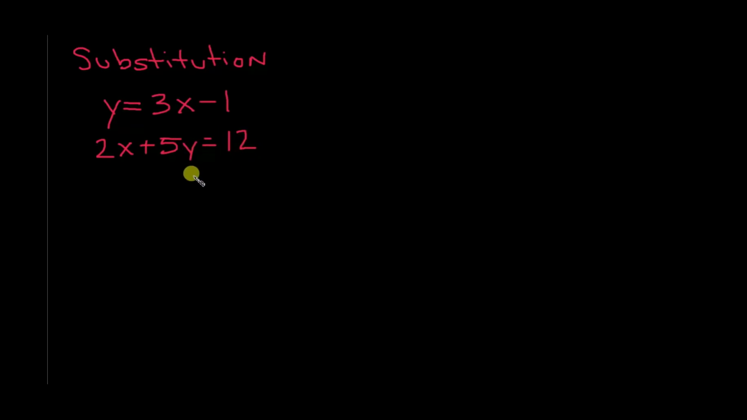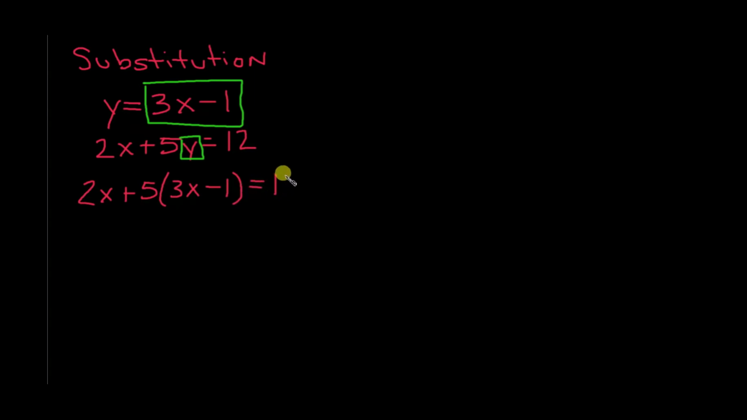Now, when using substitution, this is a simple example because they're telling us that y is equal to something. Y happens to be equal to 3x minus 1. So what this means is we are going to substitute this 3x minus 1 in wherever we see a y. So right here, you're going to rewrite your equation as 2x plus 5, and then in parentheses you're going to input or plug in that 3x minus 1 and set it equal to your 12.